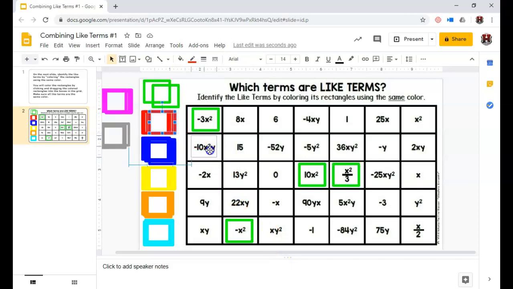So we'll bring the red square over here to this next one, negative 10x squared y. So now I'm looking for x squared y's. And I'll go through my chart. Here's another x squared y way over here, so I'll get the same color and put it around him. So you want to mark your like terms by using the same color rectangles. So that's all you're going to be doing today. And then tomorrow we will talk about what you're going to do with these like terms.